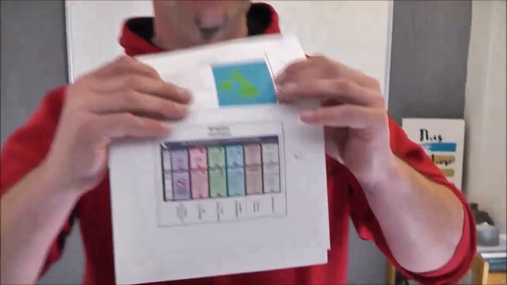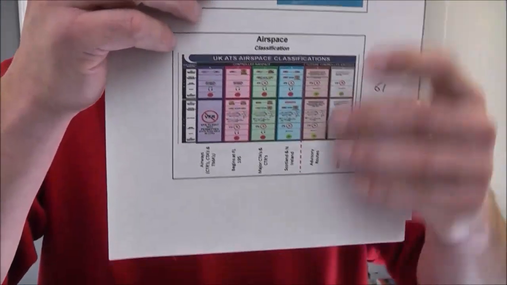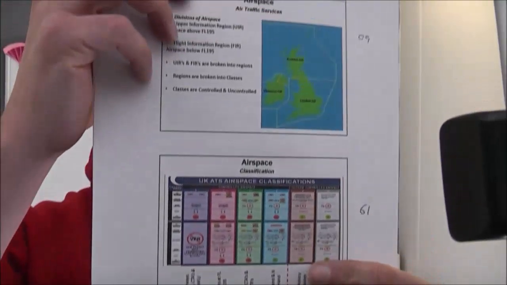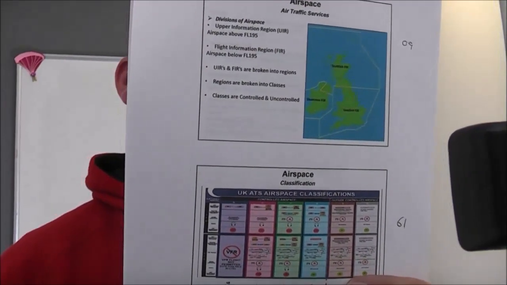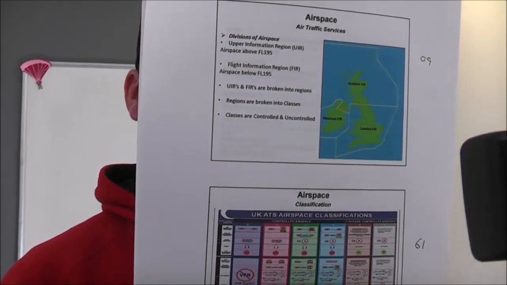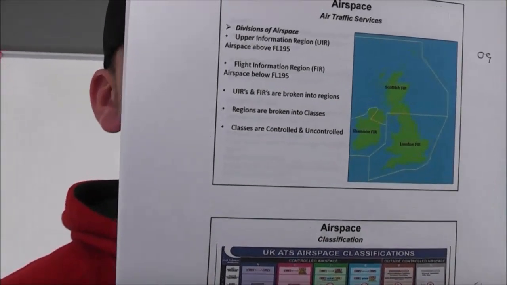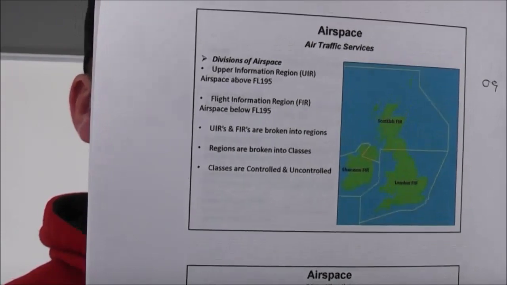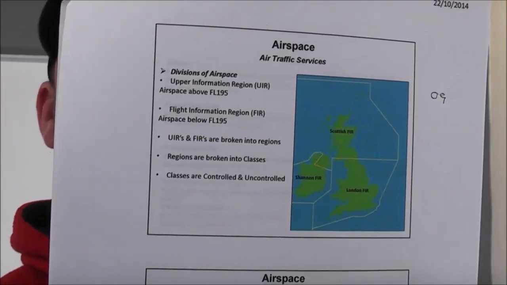So here is a picture of the UK. Now first of all, I want to remind you that airspace is country specific. Just because it's Class A airspace here doesn't mean that it is Class A airspace somewhere else, and so different classifications of airspace change depending on what the country is.